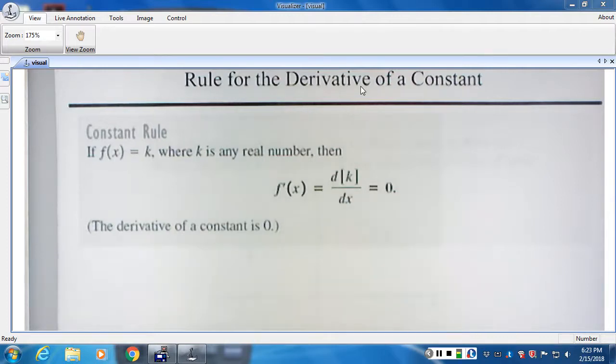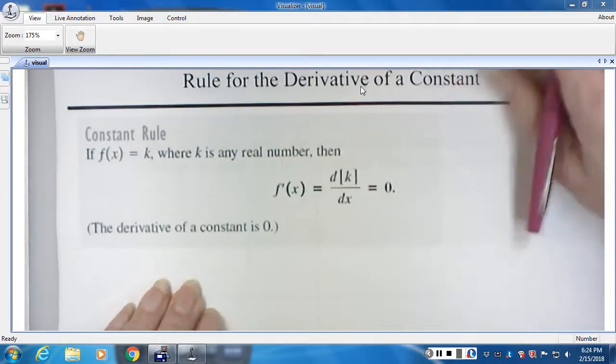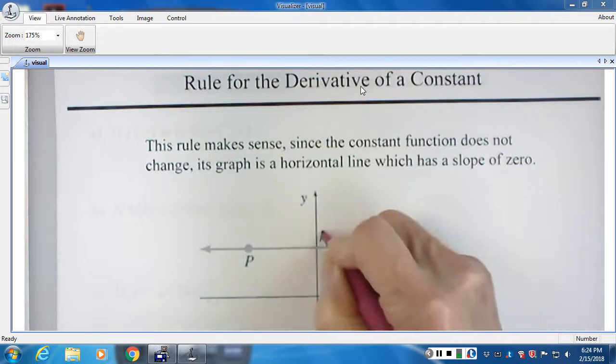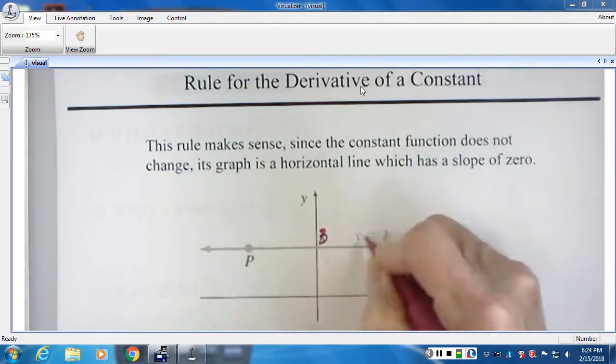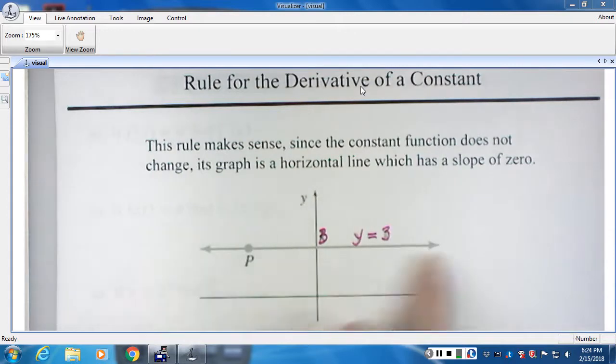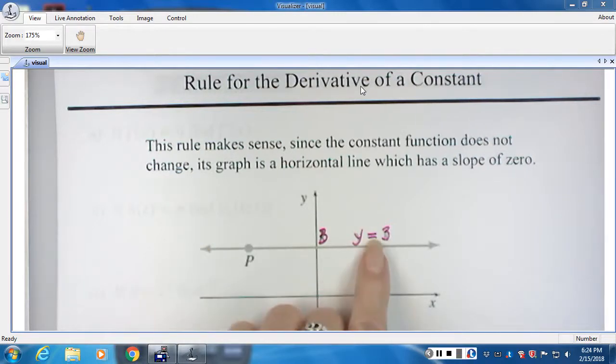And this should make sense to you because, for example, I'll show you a picture of one. Remember, derivative represents the slope at a point. And if your function, let's say this is 3, for example, that means we have the function y equals 3. y equals 3 is a horizontal line. What's the slope of a horizontal line? It's 0. So it makes sense that the derivative of a constant would be 0 because that's the slope of the horizontal line.